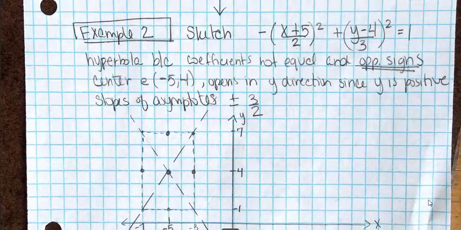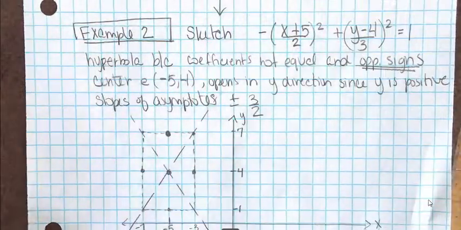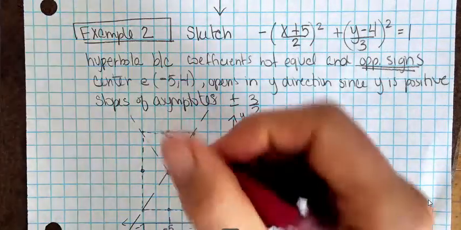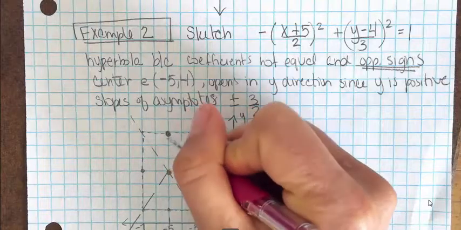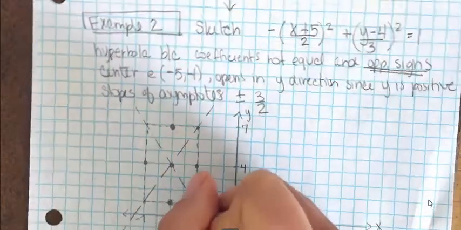Okay, and then we now have these 2 parts of our branches that are the vertices. So the box shows you exactly where the vertices are going to be. You're going to have a vertex because it's opening in the y direction, at the top part of this box, just above the center, and at the bottom part of this box, just below the center. Okay, so these are your 2 vertices.